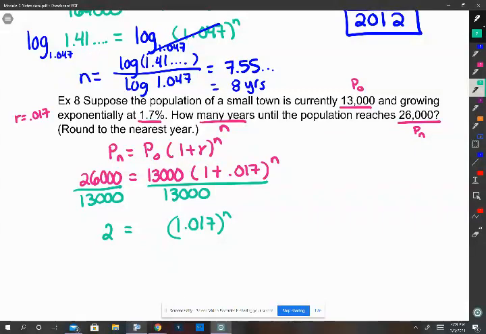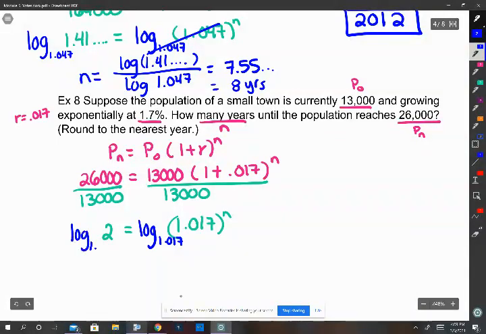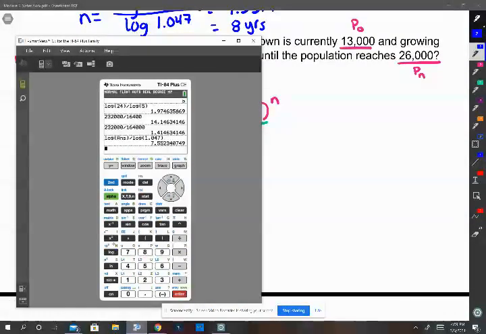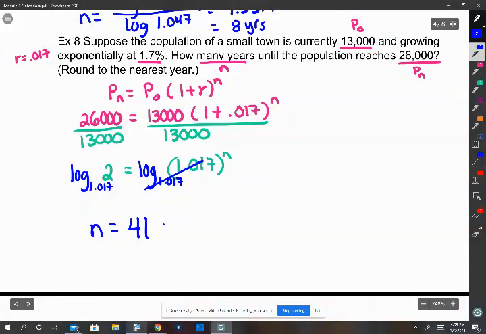And again, we want to get rid of that. And so the easiest way to get rid of it is to do a log. So we're going to do log of 1.017 on both sides. And so this is going to give us n is equal to, and we're just going to put that in our calculator. So we're going to go log of 2, close your parentheses, divided by log of 1.017, close your parentheses. And so now we're rounding to the nearest year because it tells us that. So 41.1 would round just to 41 years. So it's saying it would take 41 years for the population in this small town to double.